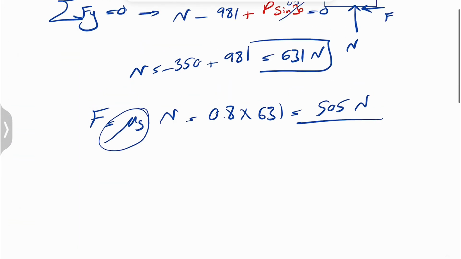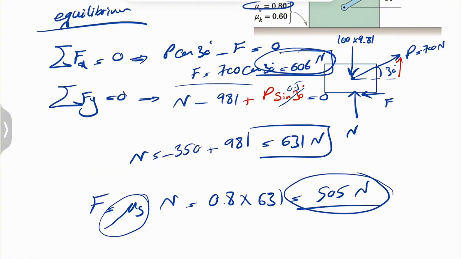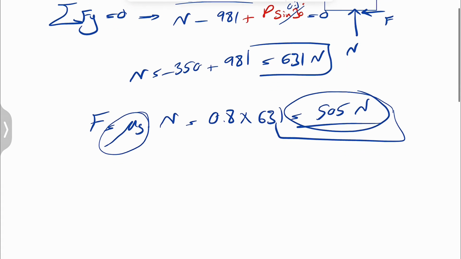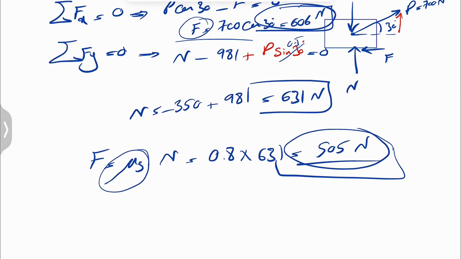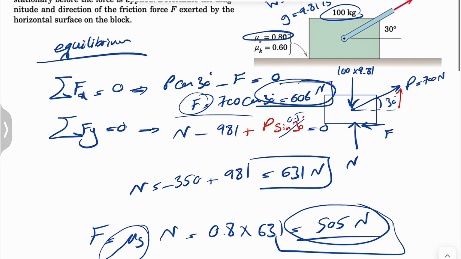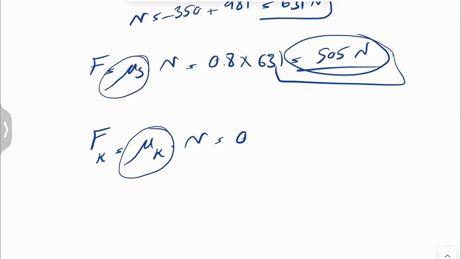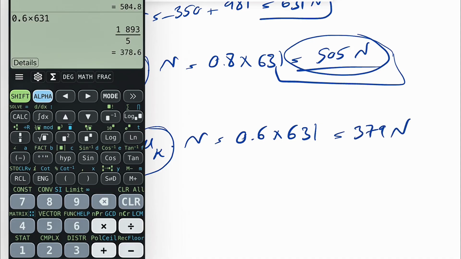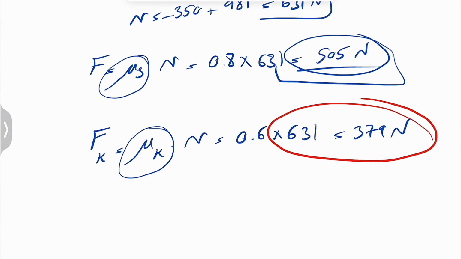So what does this tell us? Our friction force is more than this, which means this force is big enough to pass the maximum. And if that's the case, that means the box is going to move to the right. So it will move, and when it moves, the friction that we're going to use is going to be a kinetic friction, which is the kinetic coefficient times the normal force. So we also have the kinetic coefficient, which is 0.6, times 631, which is again our normal force. Let's see what we get. 0.6 times 631, that's going to give us 379 newtons. And this is going to be the final answer for us.